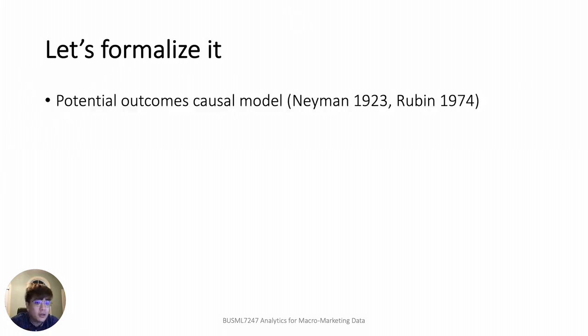Fortunately, two econometricians and their colleagues have developed a well-defined model for the condition. It is called Potential Outcomes Causal Model by Neyman and Rubin.